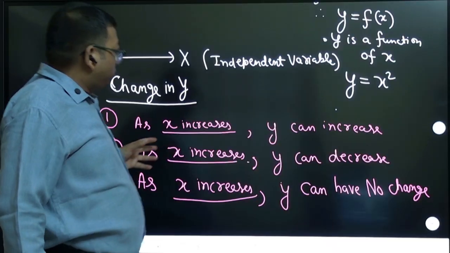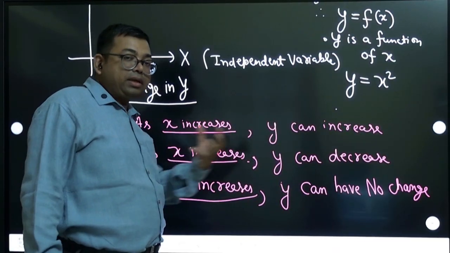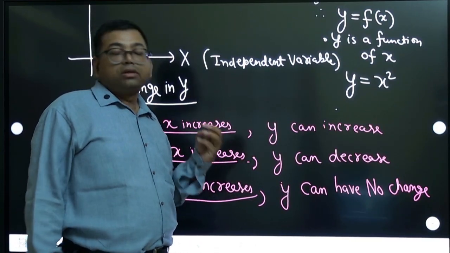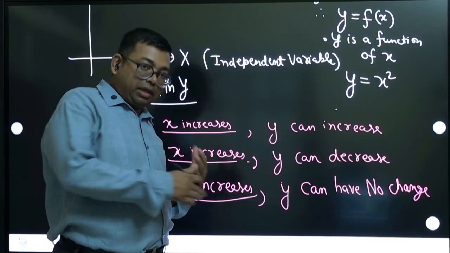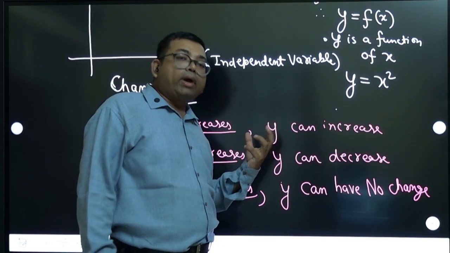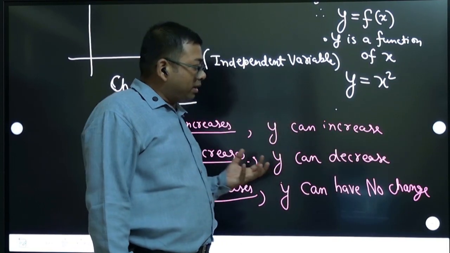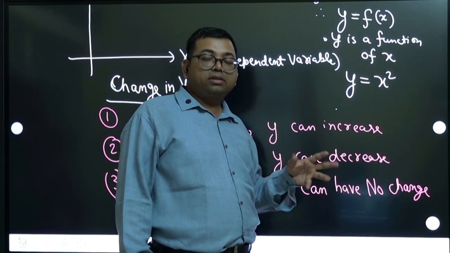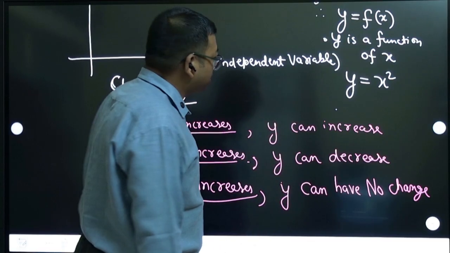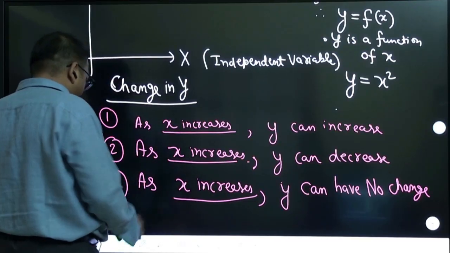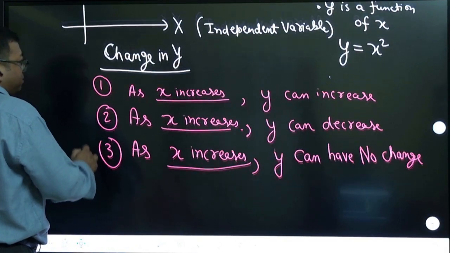So if you change x, change means we are taking x as increasing, okay? You can take x decrease also, that doesn't matter. So we are taking x is changing, but x is increasing. So as x increases, y can increase, y can decrease, or y can remain constant. These are the three changes. So how can we plot this? One by one we can try to understand this.